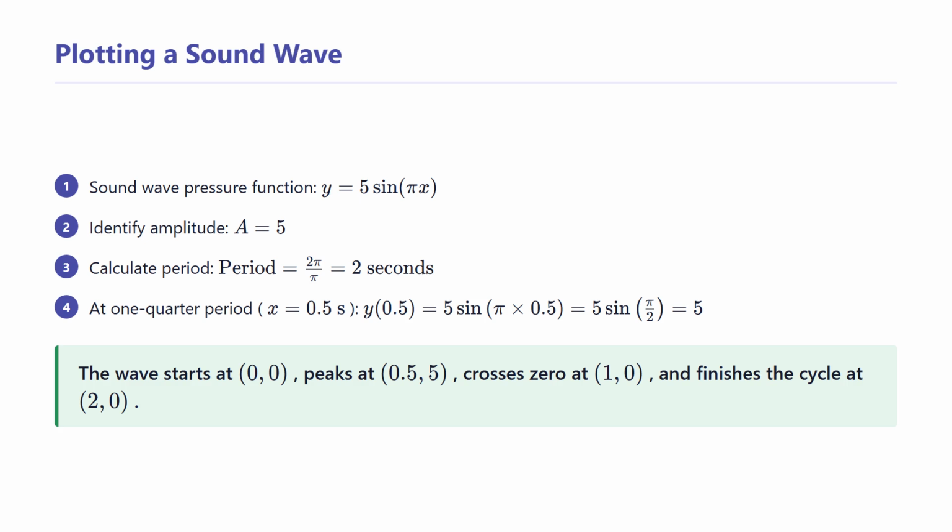At 1/4 of the period, which is 0.5 seconds, the sine function reaches its maximum. 5 times sine of pi over 2 gives us a peak pressure of 5. The wave starts at 0, peaks at 0.5, crosses 0 at 1, hits a minimum, and finishes the cycle at 2 seconds.